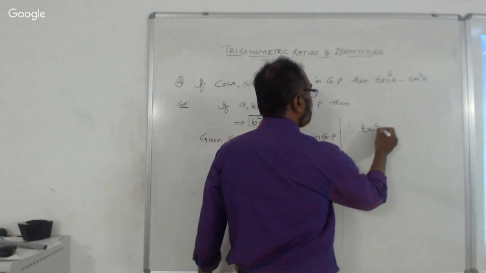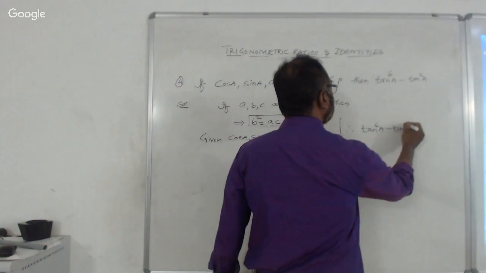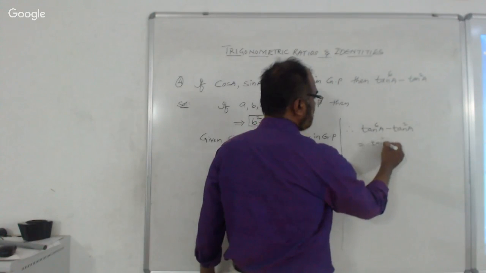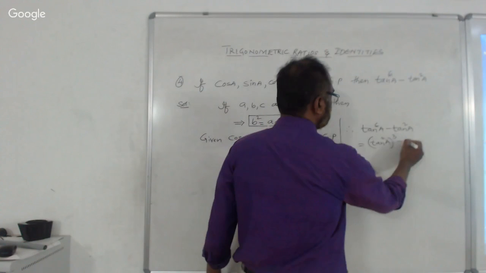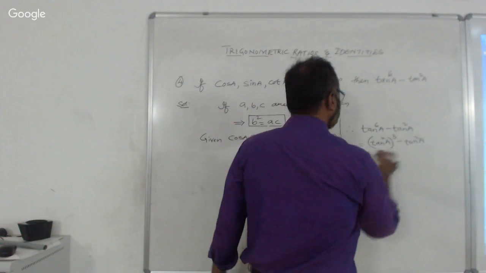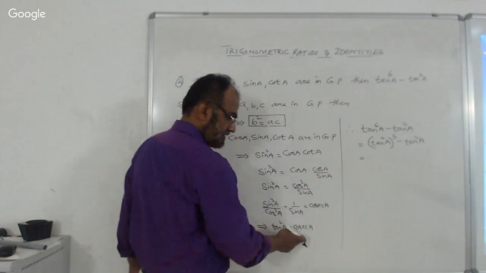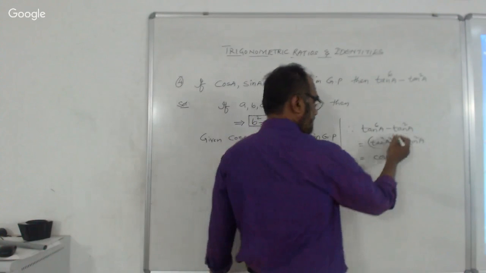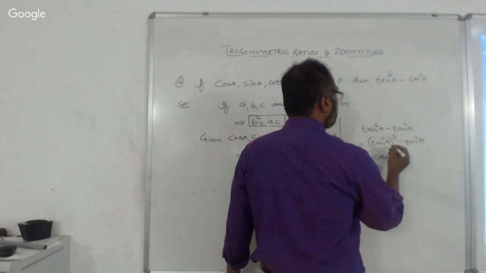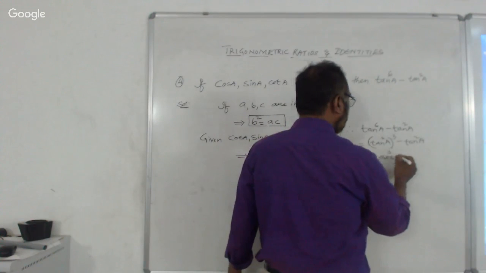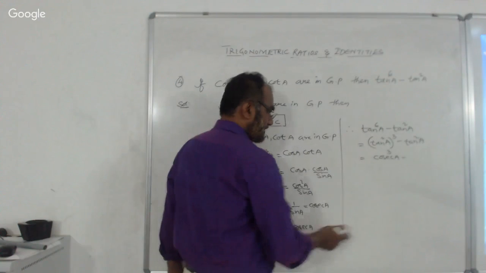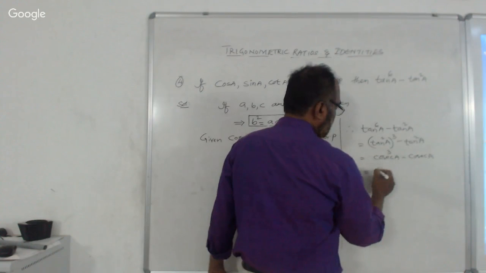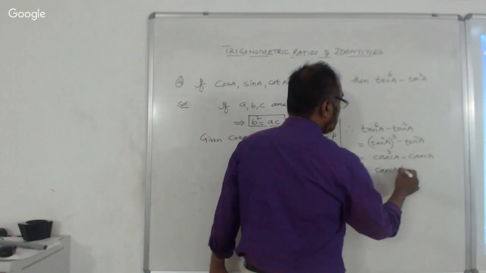Tan power 6A minus tan square A, I can write as tan square A whole cube minus tan square A. Since tan square A is cosecant A, this becomes cosecant cube A minus cosecant A. So cosecant is common.